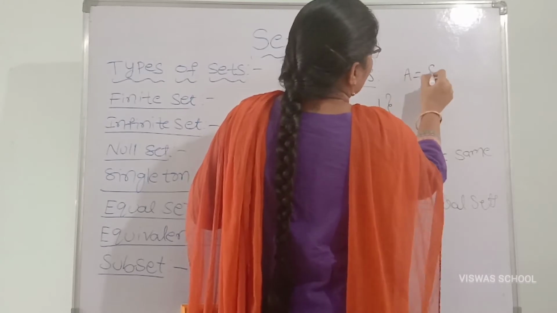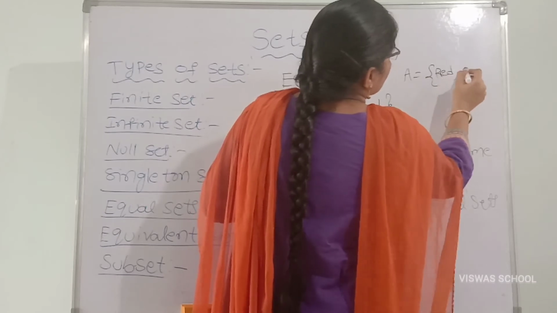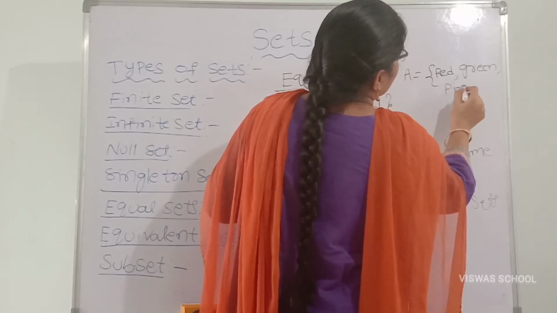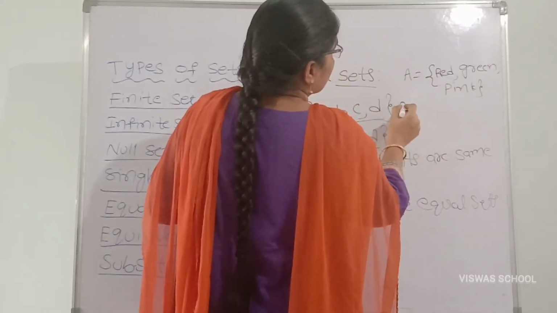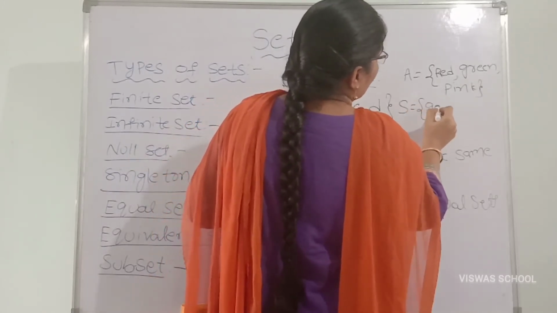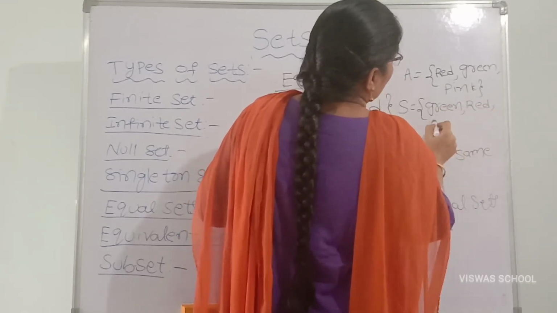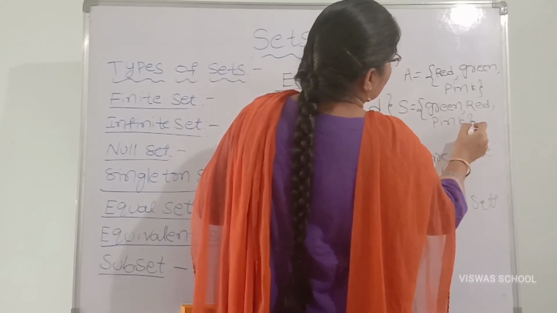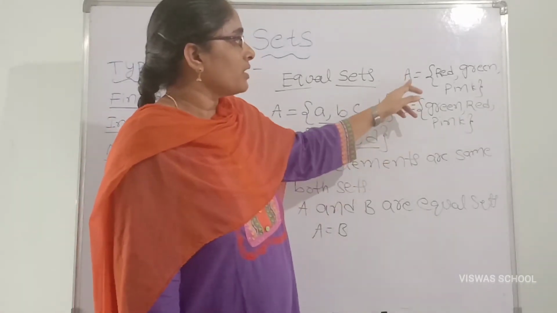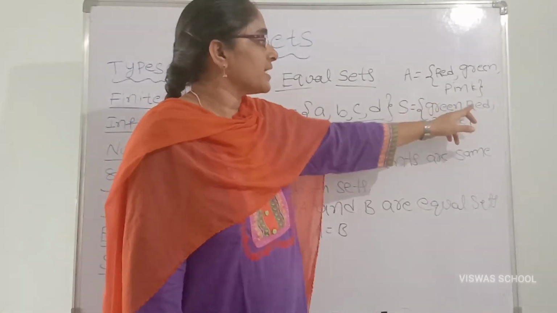For example, one more example. A equals red, green and pink, and here I am having one more set, S for example, and here I am having green, red, pink. What is the difference in these two sets? A equals red, green and pink. And S equals green, red and pink.